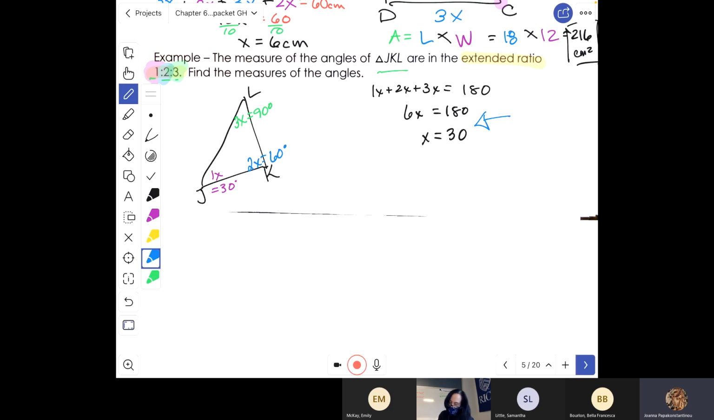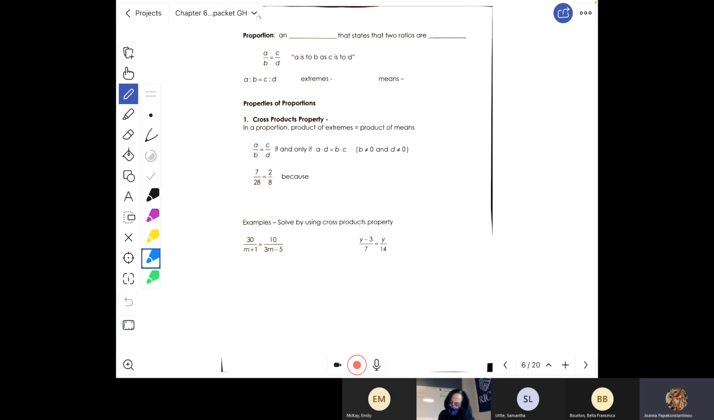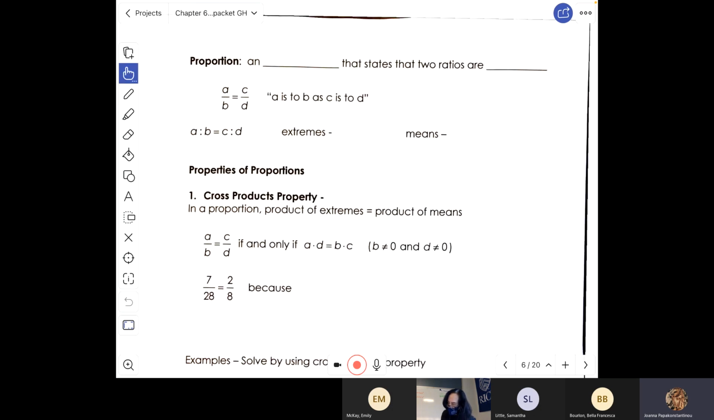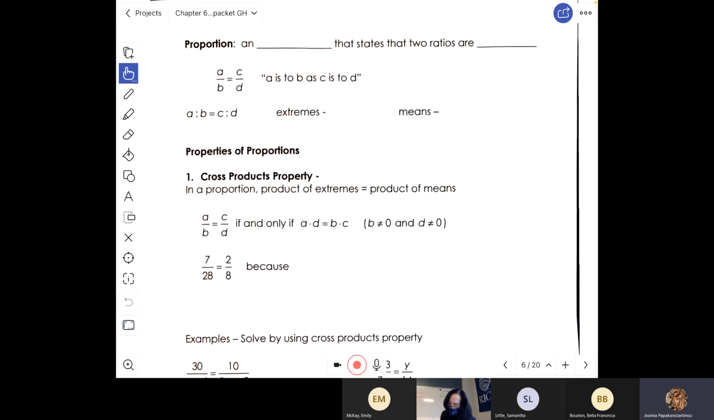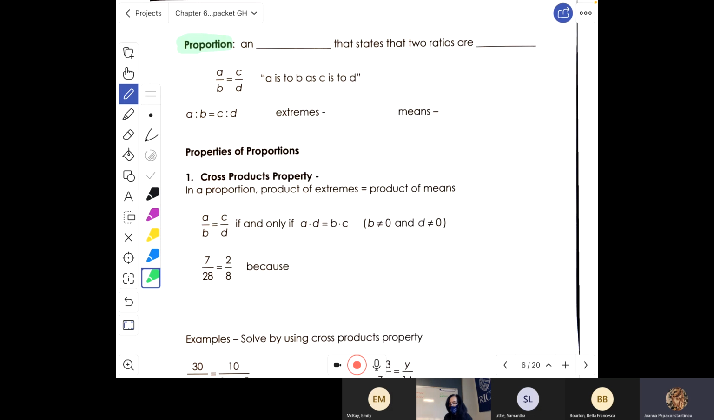All right, moving on. So we know a ratio is a little fraction. What is a proportion? Well, a proportion is just an equation that states that two ratios are equal. So a ratio set equal to another ratio is a proportion.